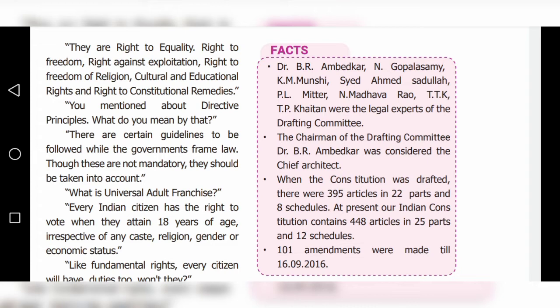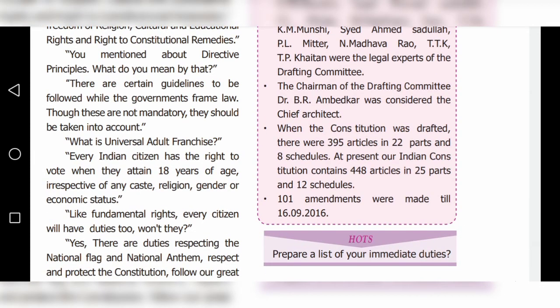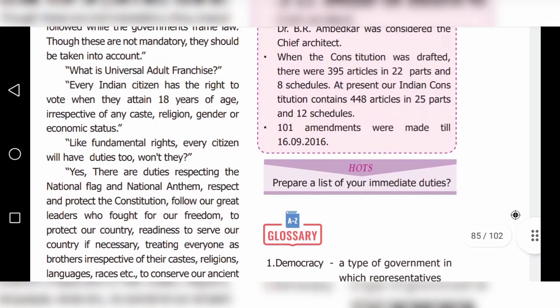Next one, the chairman of the drafting committee, Dr. B.R. Ambedkar, was considered the chief architect. So Dr. B.R. Ambedkar was the chief, meaning head, chief architect. Third one, when the Constitution was drafted, there were 395 articles in 22 parts and 8 schedules. At present, our Indian Constitution contains 448 articles in 25 parts and 12 schedules. They have increased now. Next one, 101 amendments were made till 16/9/2016.